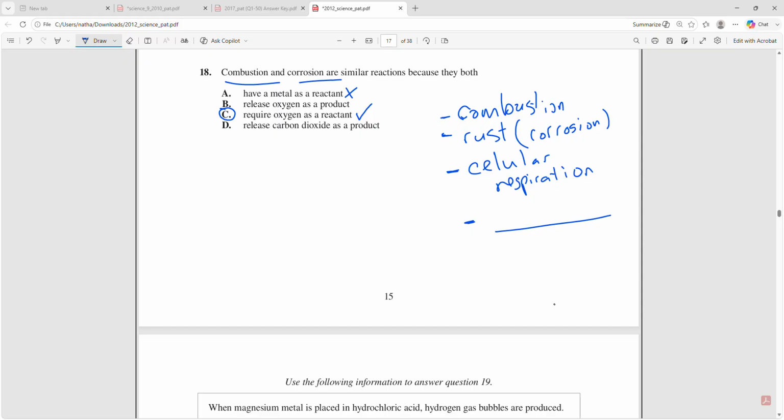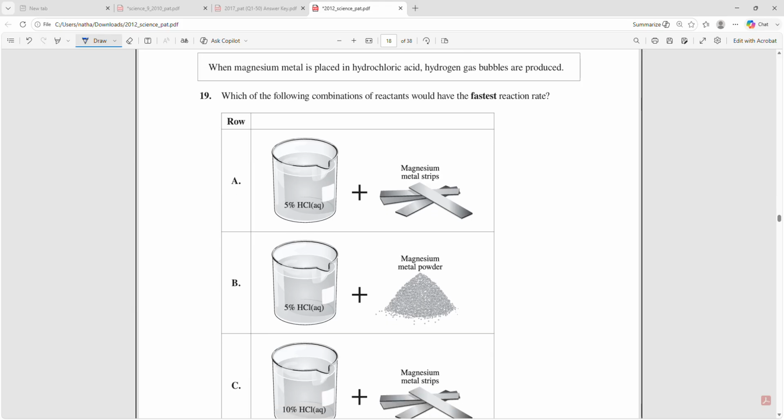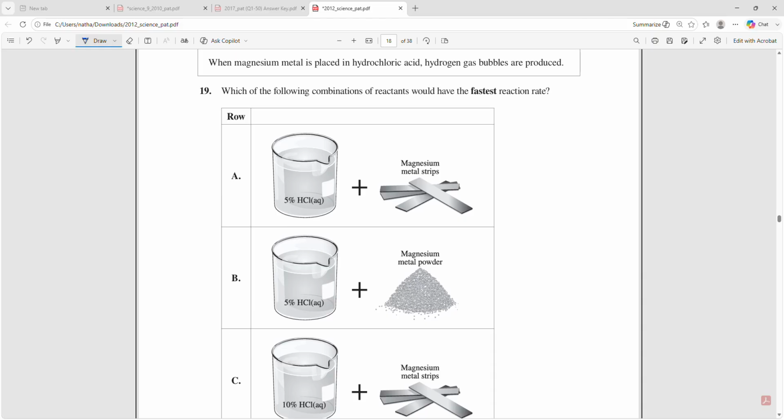Release oxygen as a product? Well, combustion releases carbon dioxide, not oxygen. It consumes oxygen. Release carbon dioxide as a product? Well, combustion does, but corrosion does not. They do, however, both use oxygen as a reactant. They both need oxygen to do their process. So that's 18C.